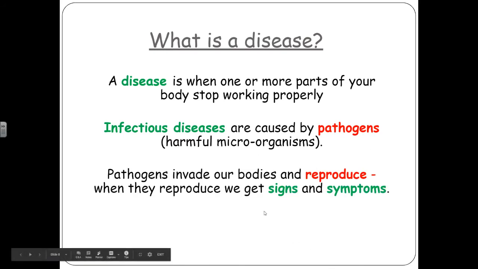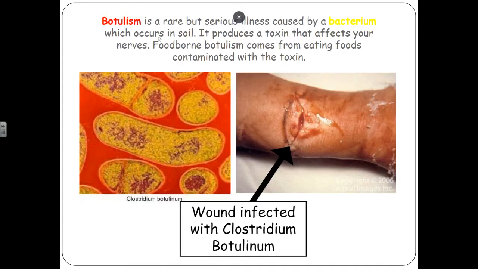Pathogens invade our body and reproduce, so they divide, they make more of themselves, and they try and take over our body and resources. When they reproduce, we get signs and symptoms. So botulism is a rare but serious illness caused by a bacterium, Bacillus botulinum. It produces a toxin that affects your nerves. So botulism from food comes from eating foods that have been contaminated with this toxin.